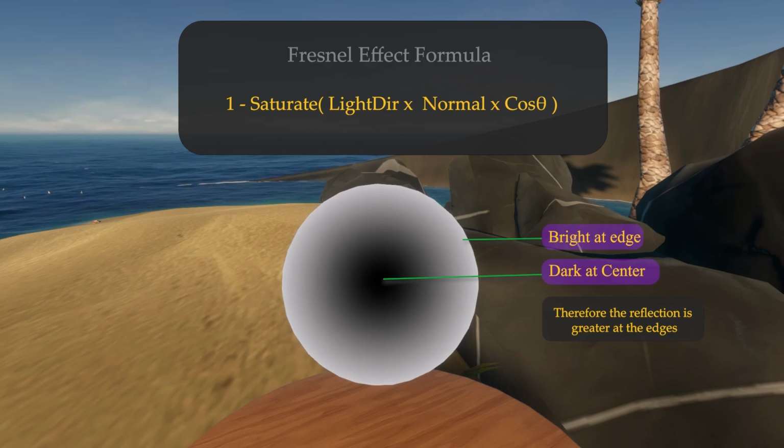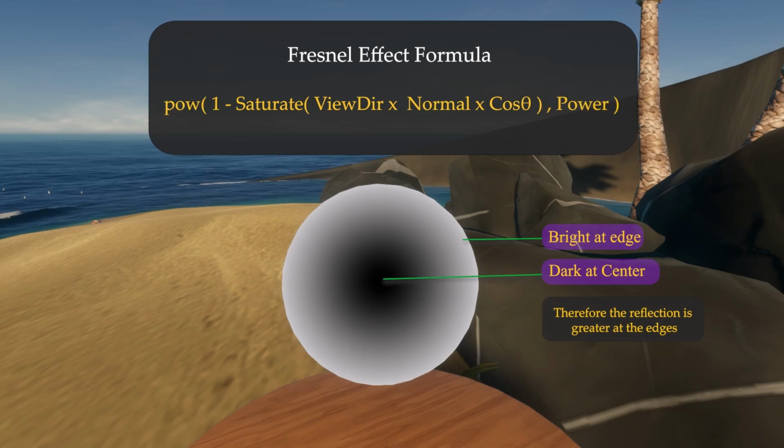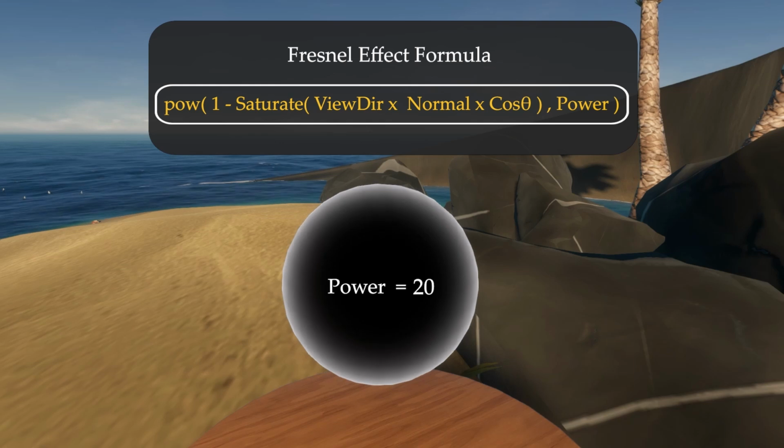Therefore, we substitute the light vector with the wave direction vector to create the desired effect. To achieve narrower edges, we need to increase the power value. This gives the formula for the Fresnel effect.